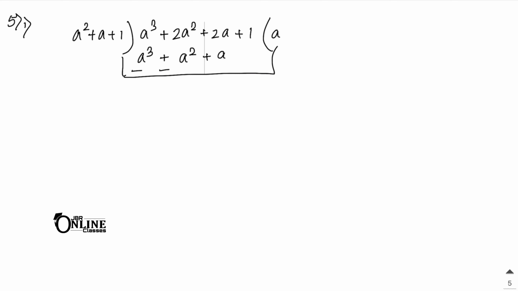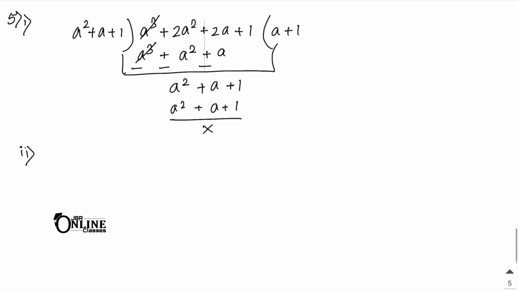So now subtract it. So a cube cancel out. Here only a square, and then 2a minus a, it becomes a plus 1. Now here plus 1, so it will be a square plus a plus 1. So here remainder will be 0, and quotient will be a plus 1.